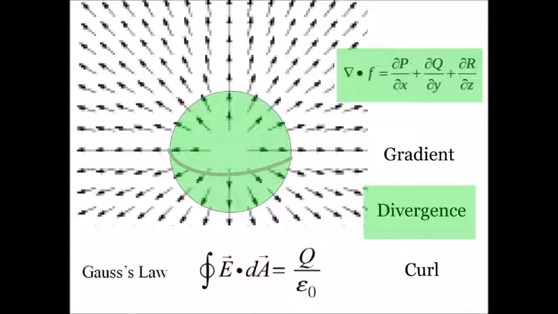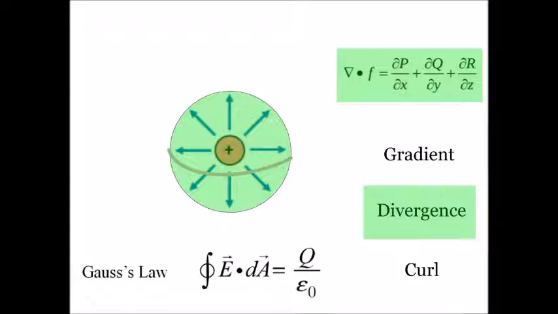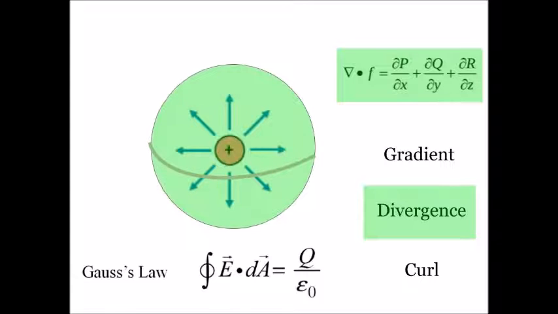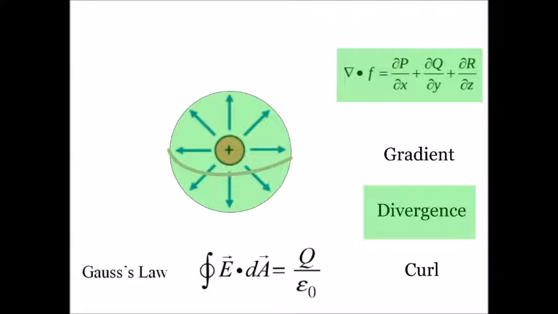This might remind you of Gauss's law and the electric field around a point charge. Here we have a smaller sphere and a stronger electric field, a larger sphere, a weaker electric field. The farther away from that point charge, that makes Gauss happy.